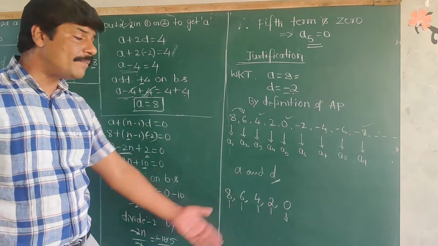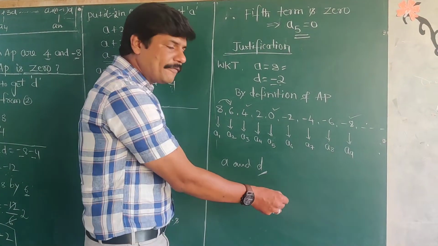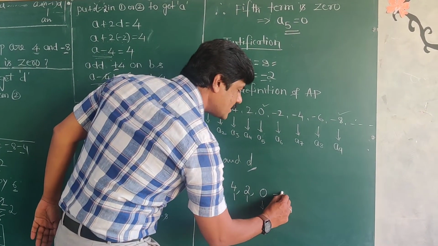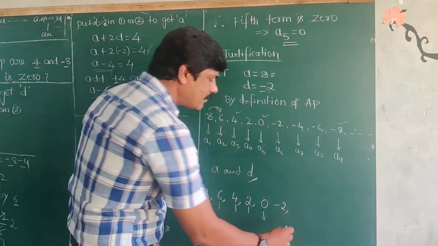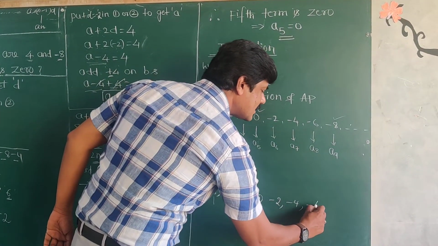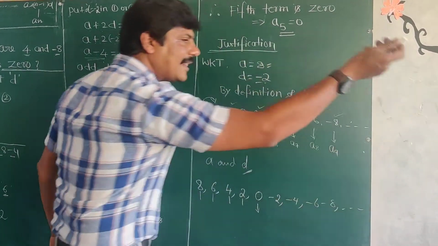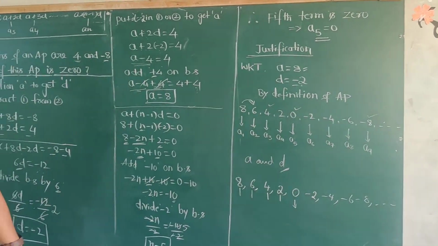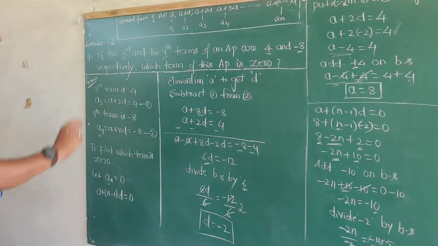What will be the sixth term? Add the common difference to the fifth term. That becomes 0 minus 2, which is minus 2. The next terms are minus 4, minus 6, minus 8, like this. So now again you come to this question.